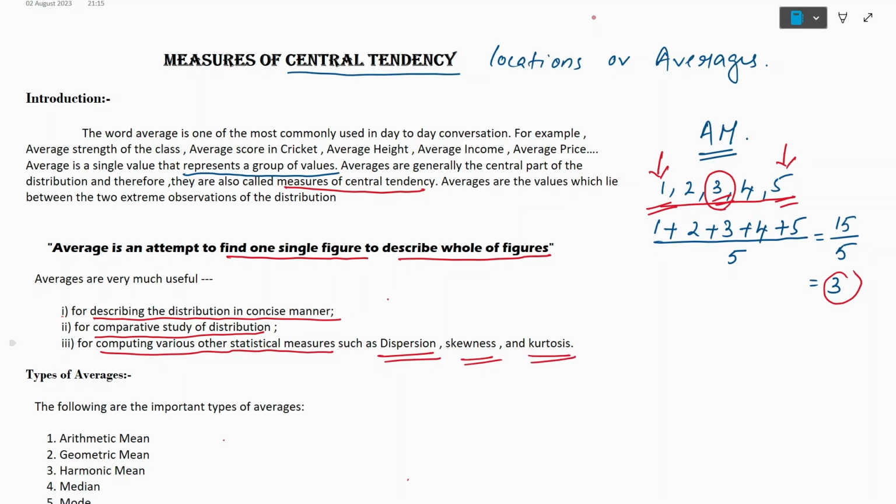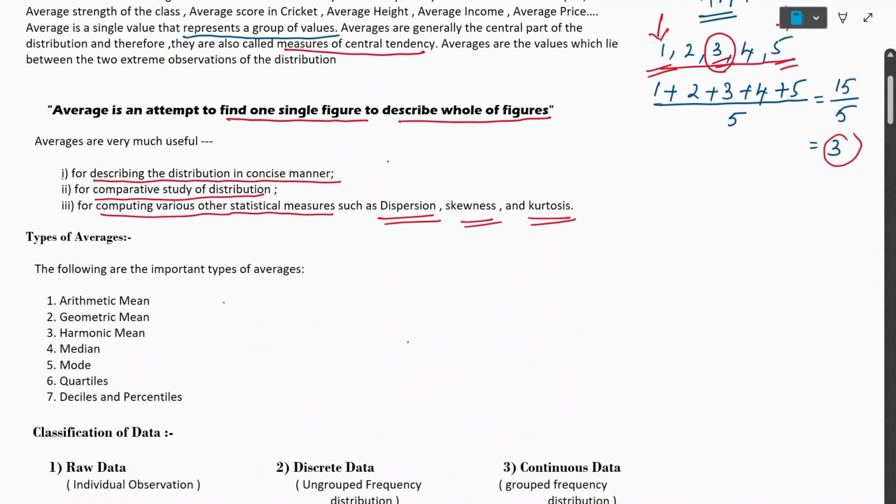Now we'll discuss the different types of averages. What are the important types of averages? That is arithmetic mean, geometric mean, harmonic mean, median, mode, quartiles, deciles, and percentile. In this video, we are going to discuss arithmetic mean in detail. That means how to calculate arithmetic mean for grouped and ungrouped data, and also combined and weighted mean.